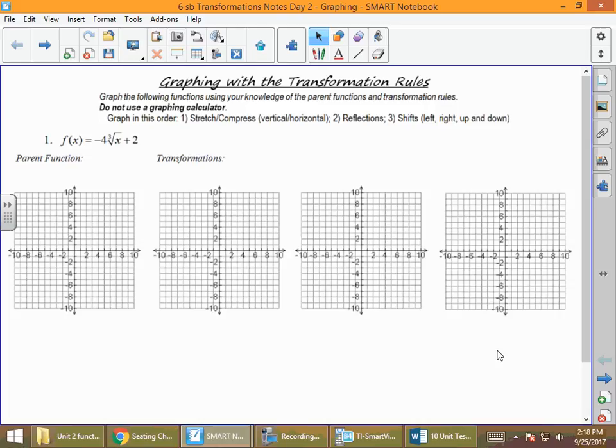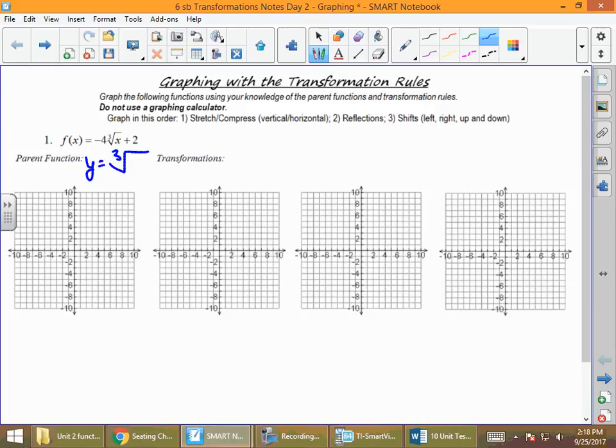I tend to go from left to right in terms of graphing. But if we look at this first function here, what we see is that it's the cubed root of x, and that happens to be our parent function. Y equals the cubed root of x.